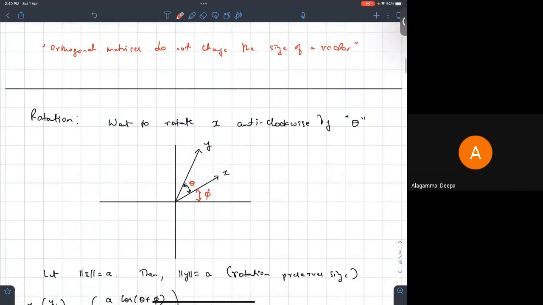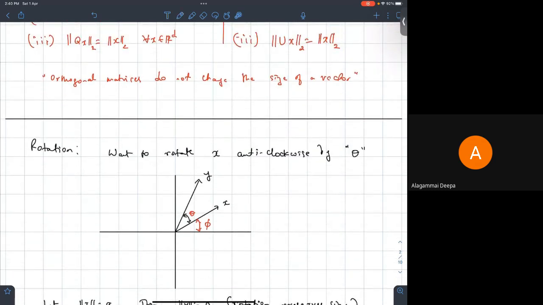So if I want to work this out, let's go through a simple example. Imagine I have a vector x, and I want to rotate it anti-clockwise by theta. So I want to make up a matrix: I want to write y equals some P times x, and this rotates x anti-clockwise by theta. Is this problem statement clear?